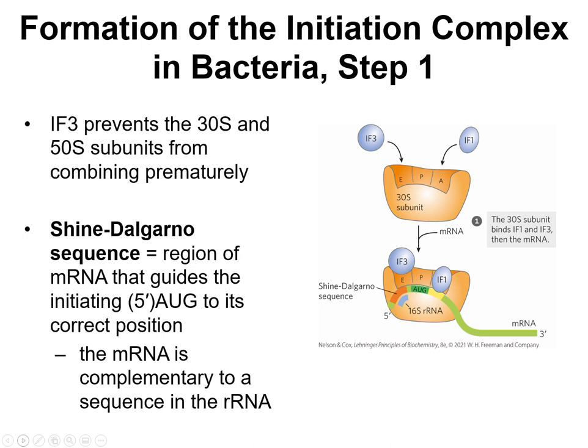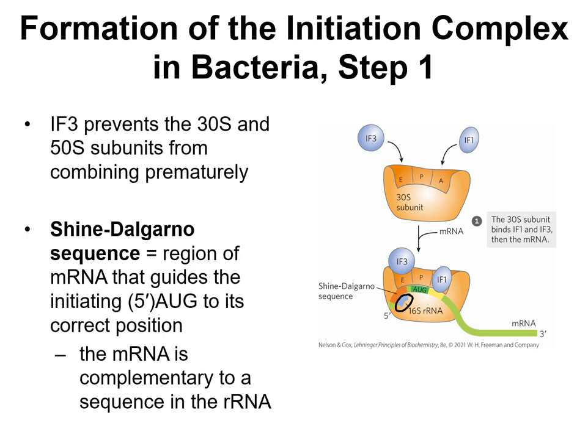We have to load the messenger RNA first, and we have to get that mRNA aligned so that we have the start codon lined up where we need it to be. And part of how that happens is the Shine-Dalgarno sequence. This is a region of the mRNA that guides the initiating AUG to its correct position. And the 16S ribosomal RNA, which is a part of the 30S, has some complementarity there, which helps to identify that Shine-Dalgarno sequence, and that will position the AUG in the right spot.